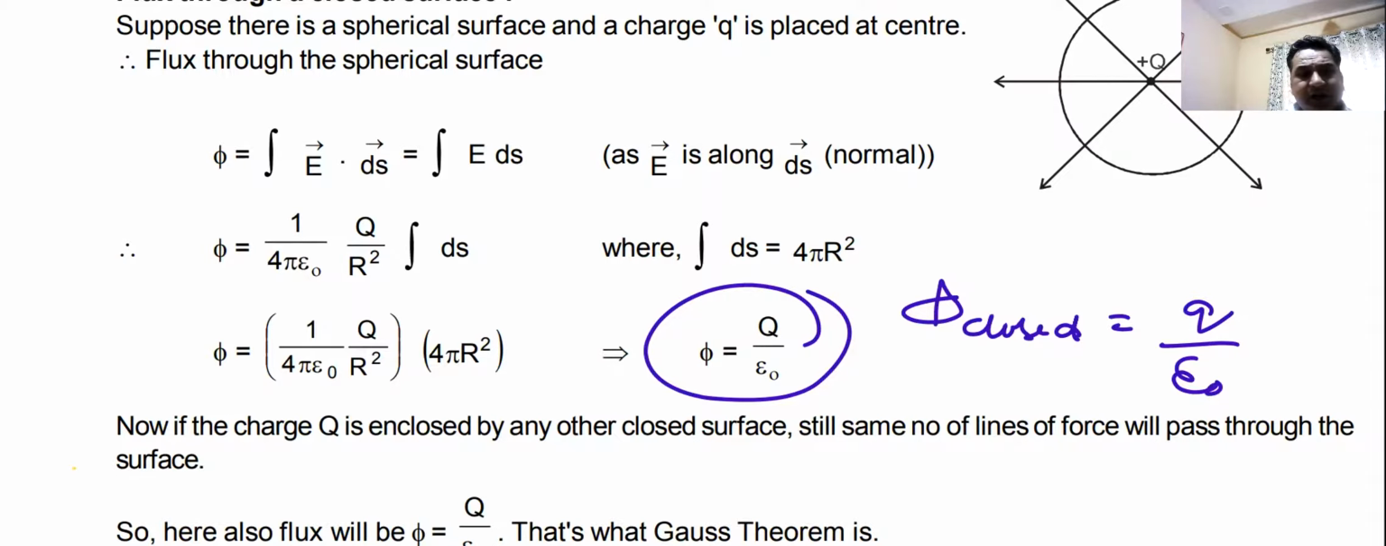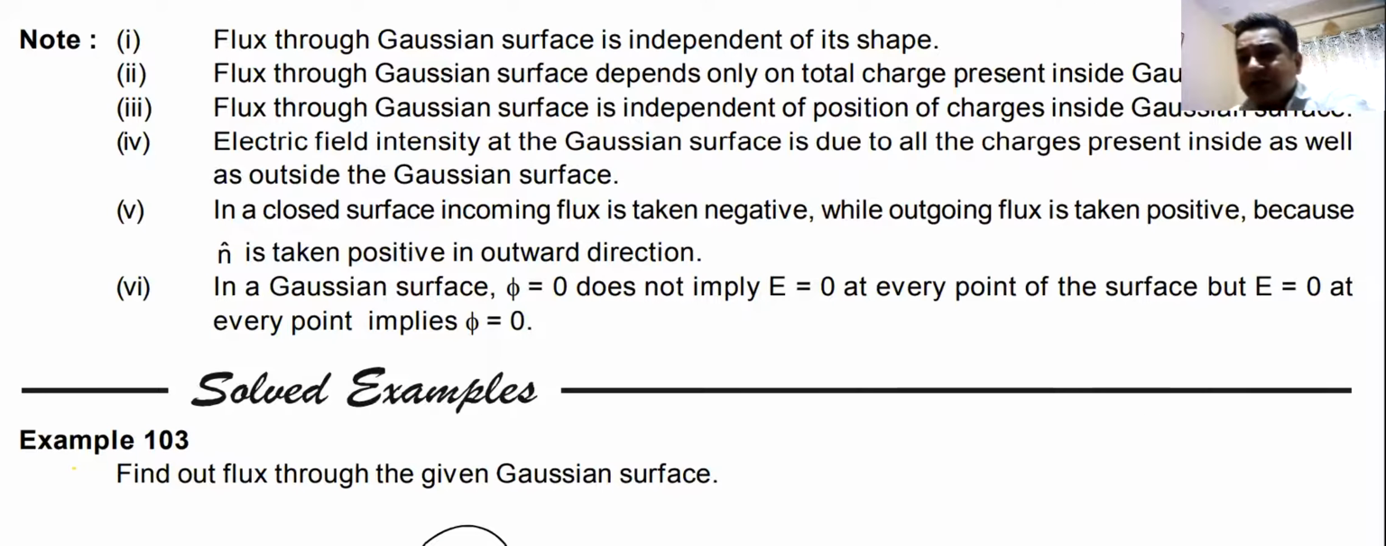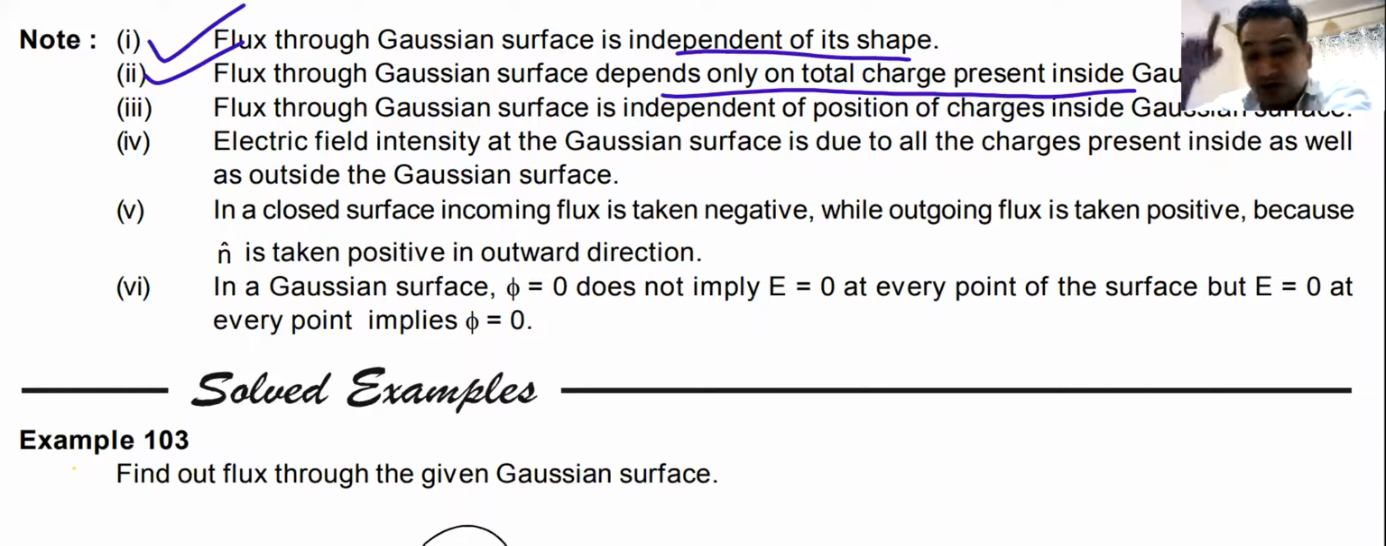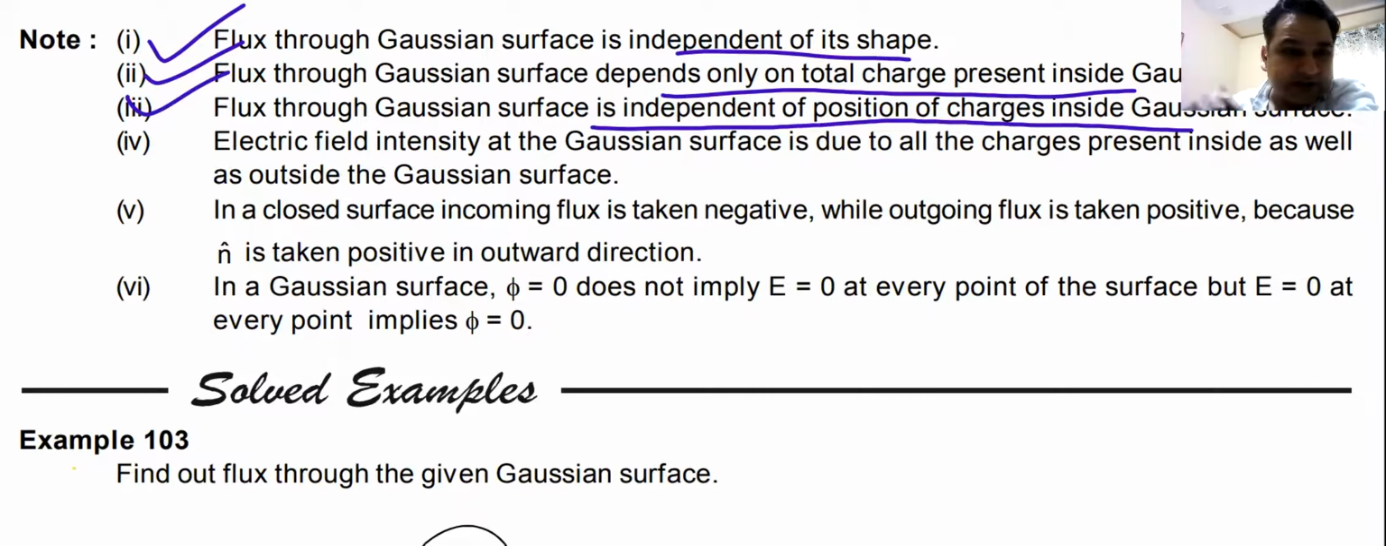Now, there are certain important things that you must remember about the flux through a Gaussian surface, a closed surface. Flux through a Gaussian surface is independent of its shape. Flux through a Gaussian surface depends only on the total charge present inside, not outside. Flux through a Gaussian surface is independent of the position of charges inside. Wherever you place the charge, total flux will be the same.